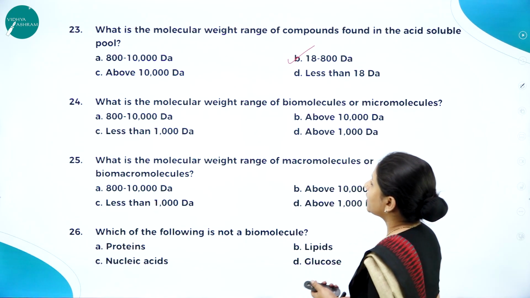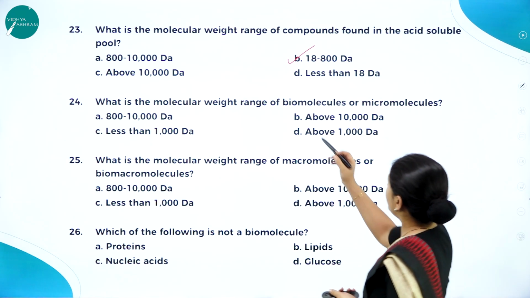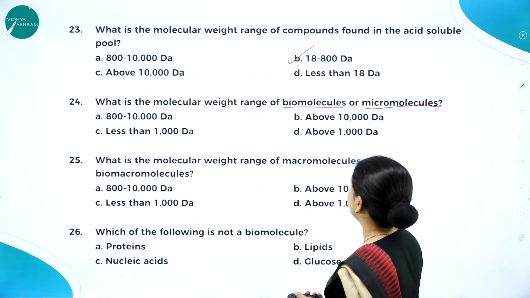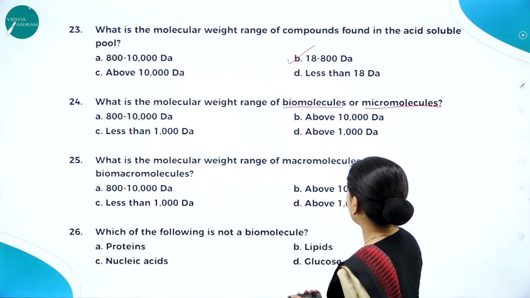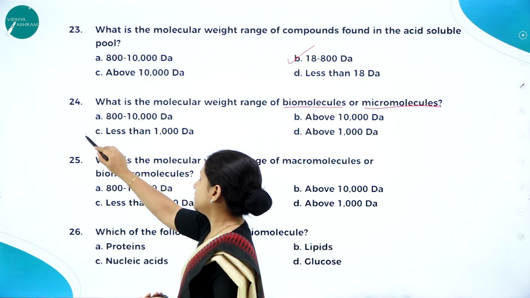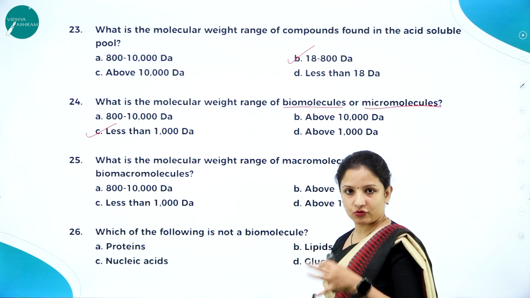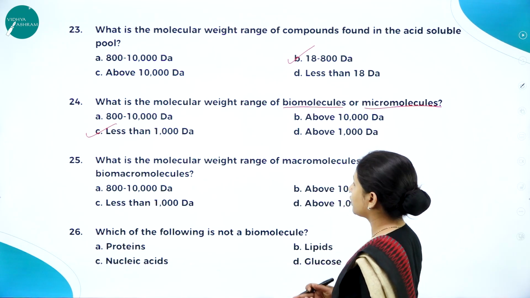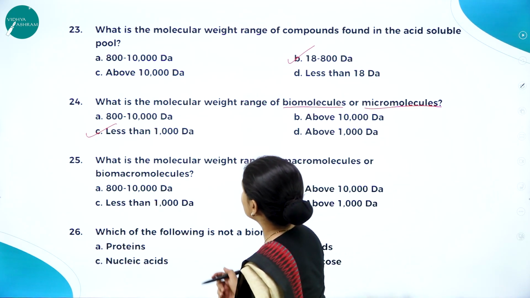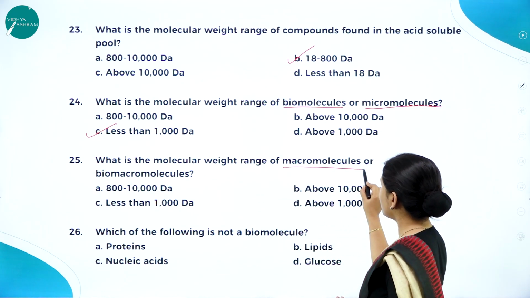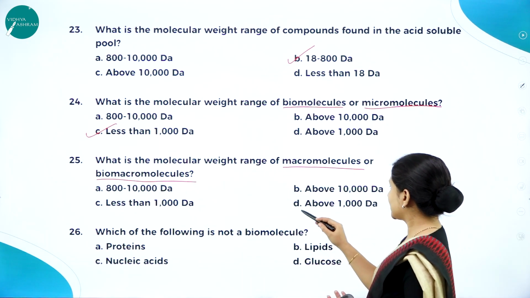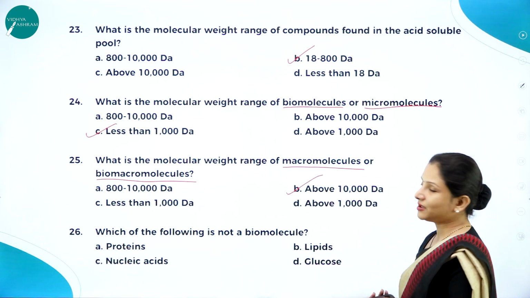Next question, what is the molecular weight range of biomolecules or micromolecules? The molecular weight range of biomicromolecules is less than 1000 Dalton. It should be from 18 to 800, meaning less than 1000 Dalton. Next question, what is the molecular weight range of macromolecules or biomacromolecules? They will be larger in size, about 10,000 Dalton.